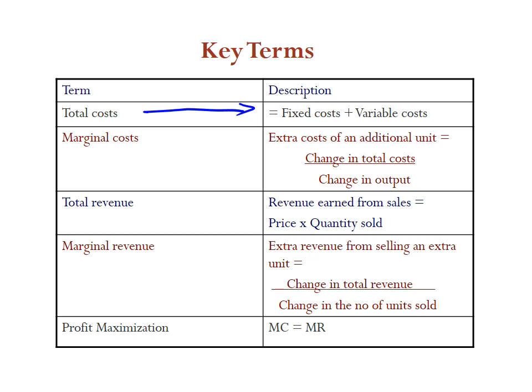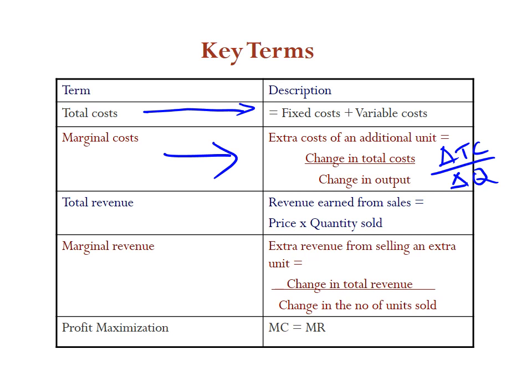How about your marginal cost? Your marginal cost is simply your change in total cost divided by your change in output, okay? ΔTC over ΔQ. And that's how you do it. Really simple. So it's your cost of an additional unit, your extra cost of producing one more unit.